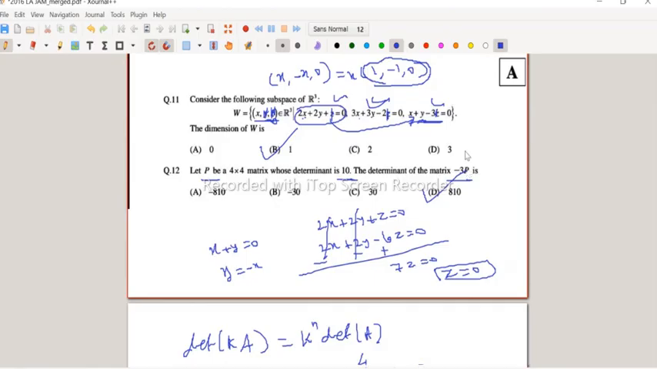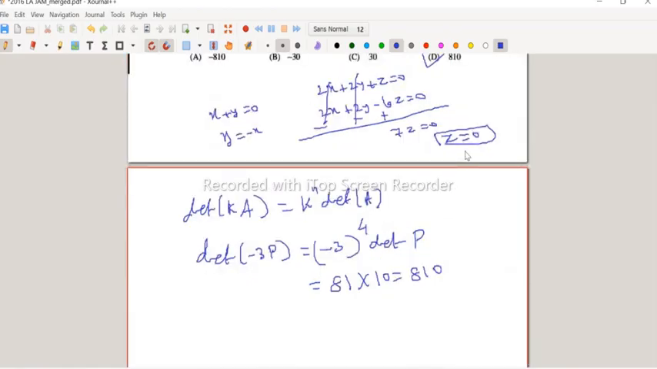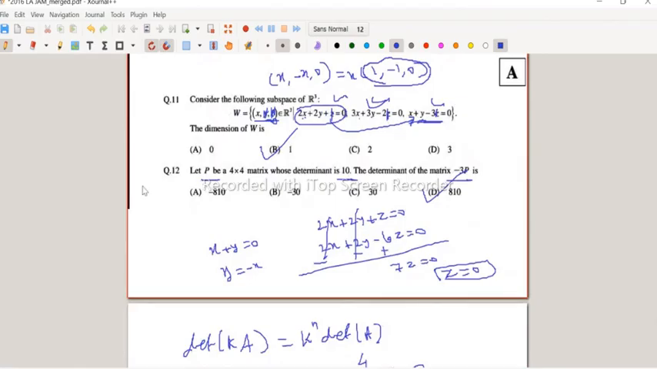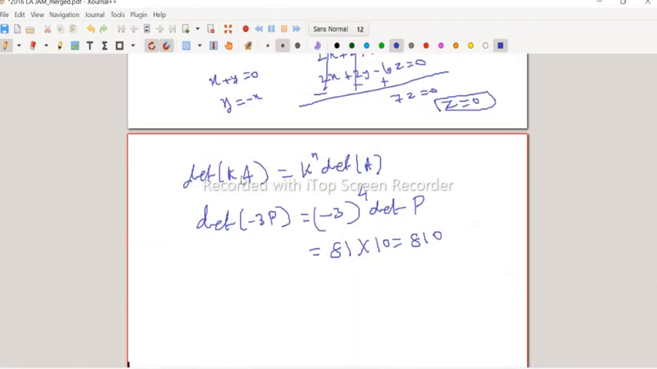So just use the properties of determinant. The determinant of kA equals k to the power n times the determinant of A, where n is the order of the matrix. Here the order is 4, because P is a 4 by 4 matrix. Therefore it is minus 3 to the power 4 times the determinant of P.